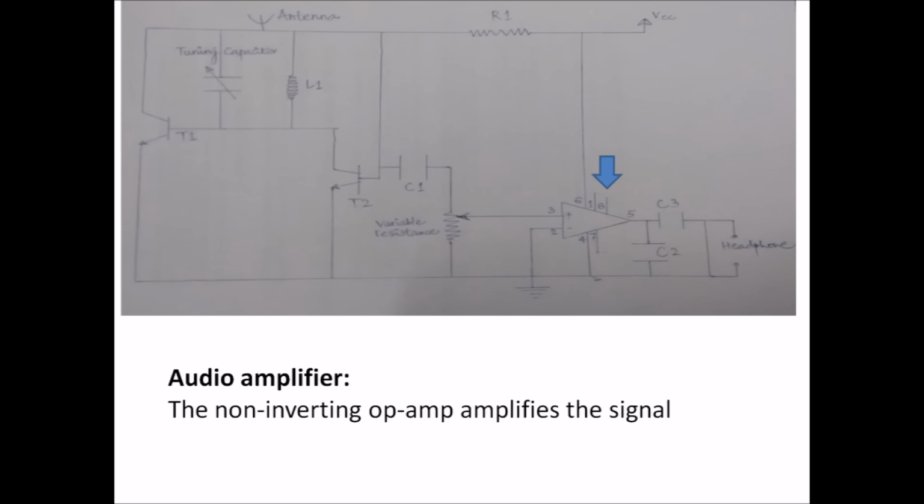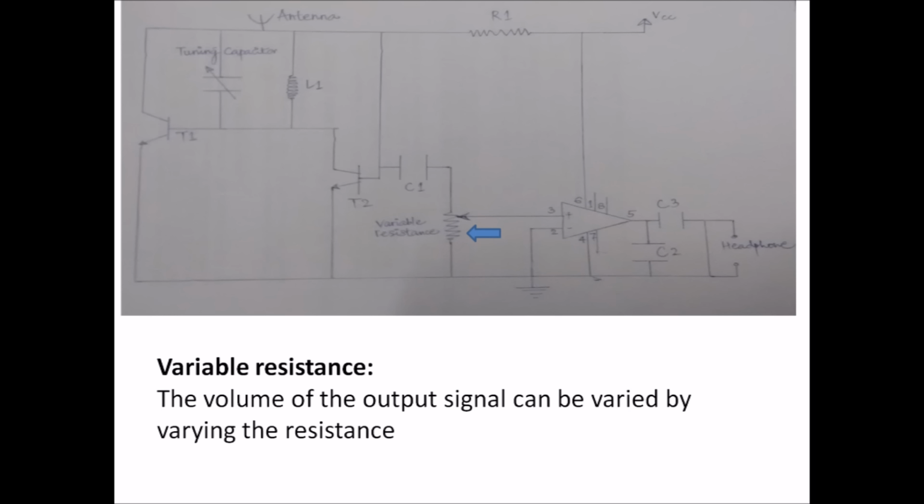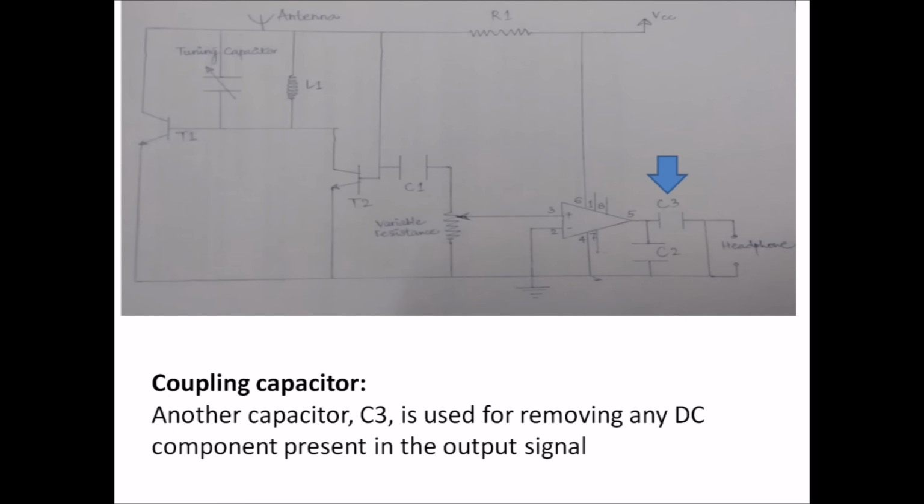Audio amplifier. The non-inverting operational amplifier amplifies the signal. Variable resistance. The volume of the output signal can be varied by varying the resistance. Coupling capacitor. Another capacitor, C3, is used for removing any DC component present in the output signal.